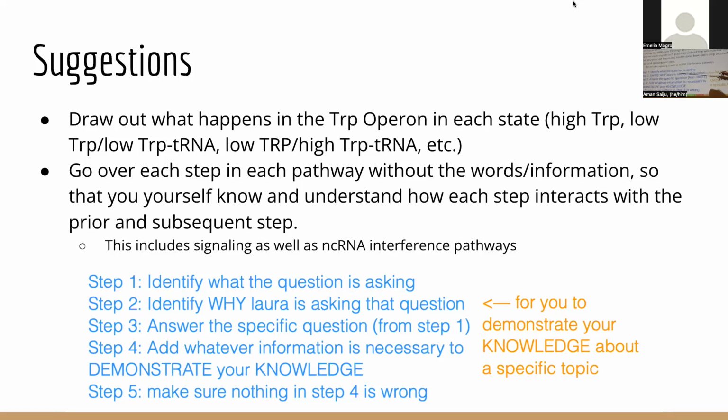Step 3 is answer the specific question that you identified in step 1. The answer to the example I gave you is the A site. There you go, that's step 3 done. Then add whatever else is needed, extra context, extra information, extra things that happen, necessary to demonstrate your knowledge. What I would go with is what is involved, how is it involved, and why is it involved?